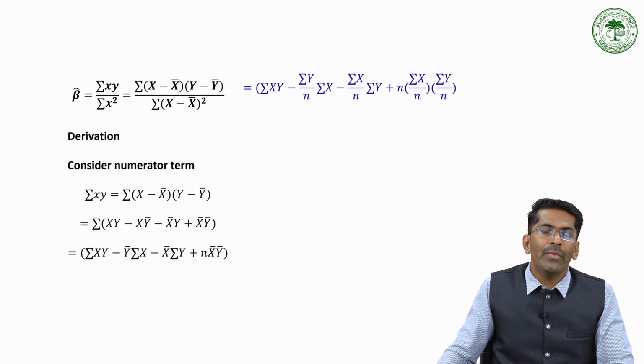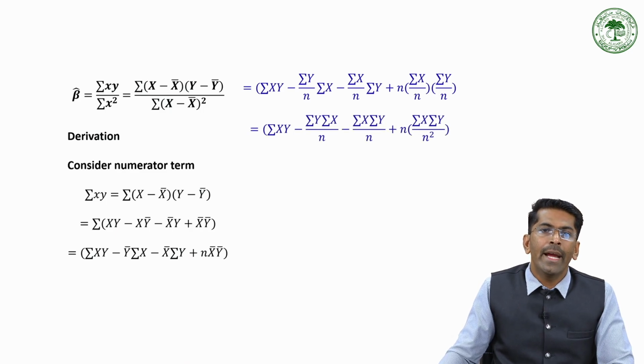Now see, sum of xy I have written as it is. What is y bar? Y bar is the mean, so it is sum of y divided by n. What is remaining here is sum of x minus x bar, where x bar is the mean value of x, so we can write it as sum of x divided by n into sum of y, plus n into x bar. Instead of x bar I am writing sum of x divided by n, and sum of y divided by n for the y.